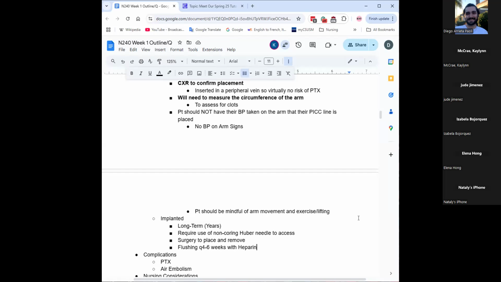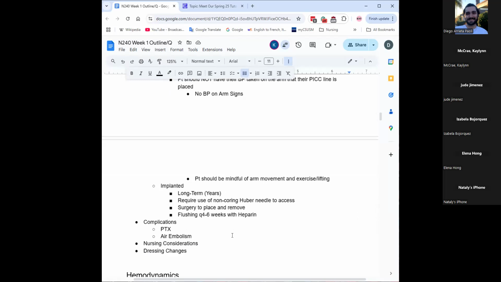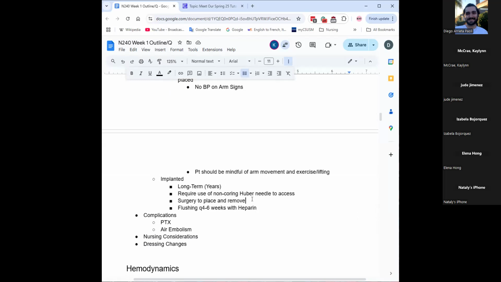It can be painful when accessed initially. For you, but someone digging a Huber needle into my skin, no. Other than that, it shouldn't be too painful. After the initial insertion, there might be discomfort, it's definitely a new device under the skin. But over time, it just kind of becomes part of them, and the only discomfort would be during accessing. Otherwise, it's just a part of them now.